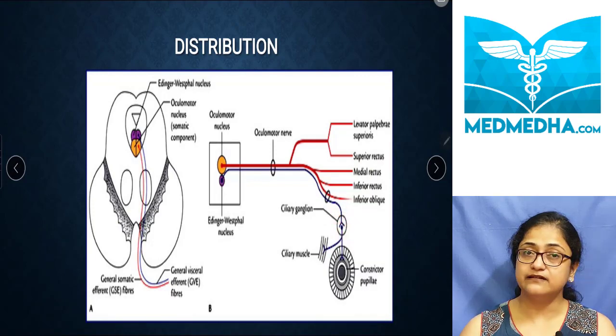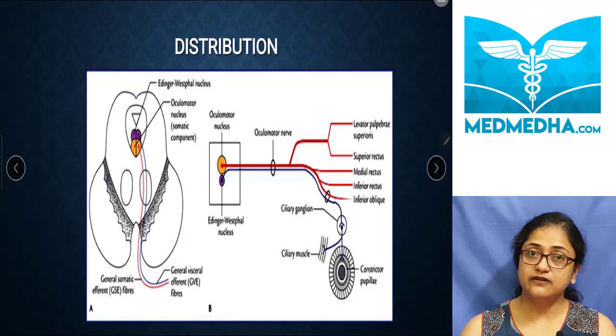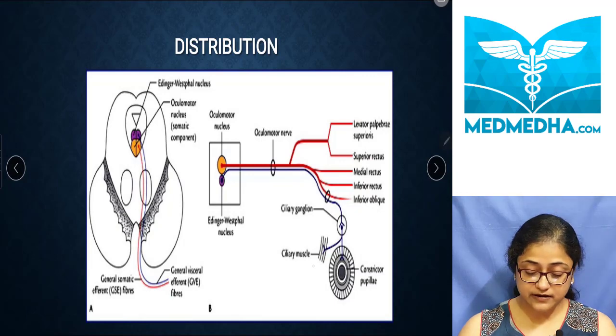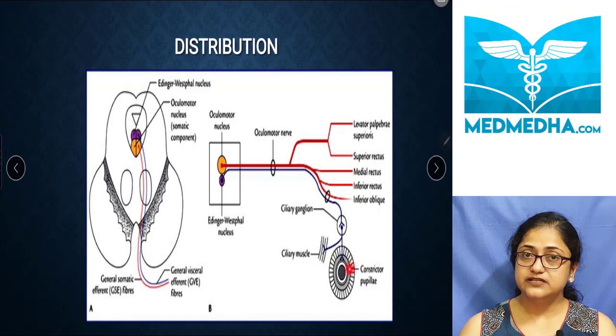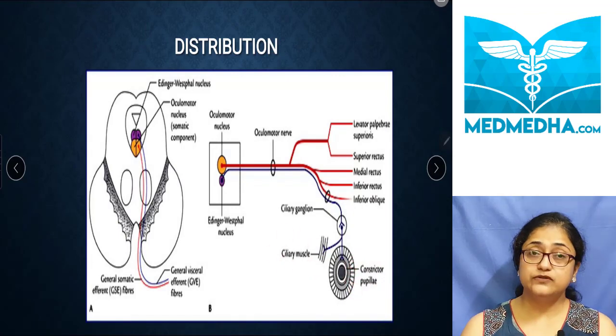And see, it is synapsing in the ciliary ganglion. Now, the postganglionic nerve that comes out is the short ciliary nerve, and this short ciliary nerve supplies two muscles. One, it supplies the constrictor or the sphincter pupillae, and it supplies the ciliaris muscle. So, this is about the distribution.